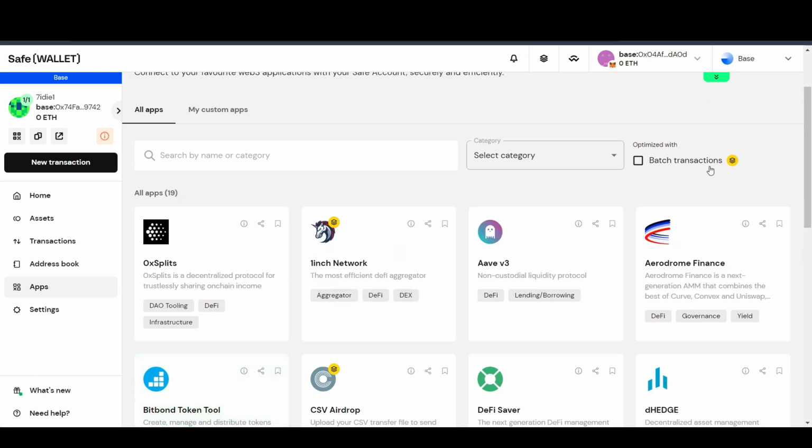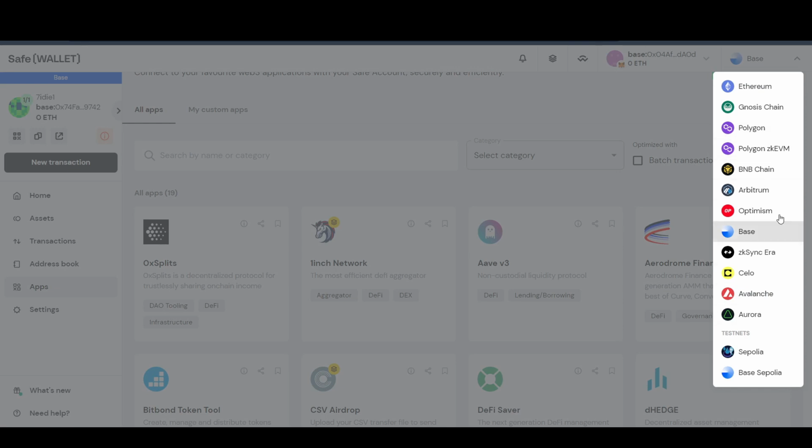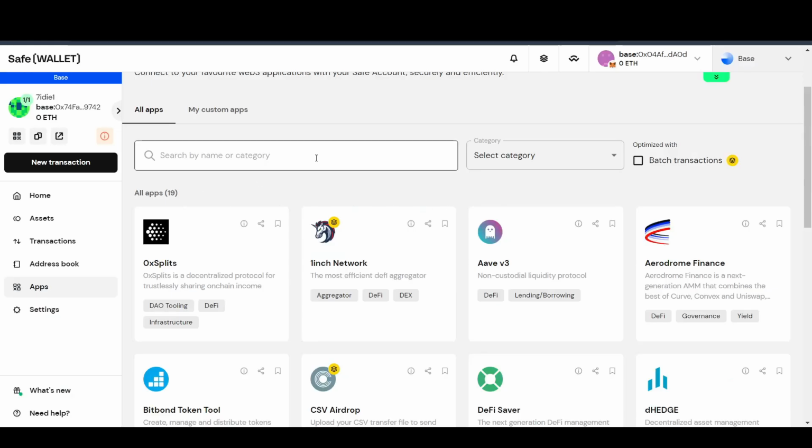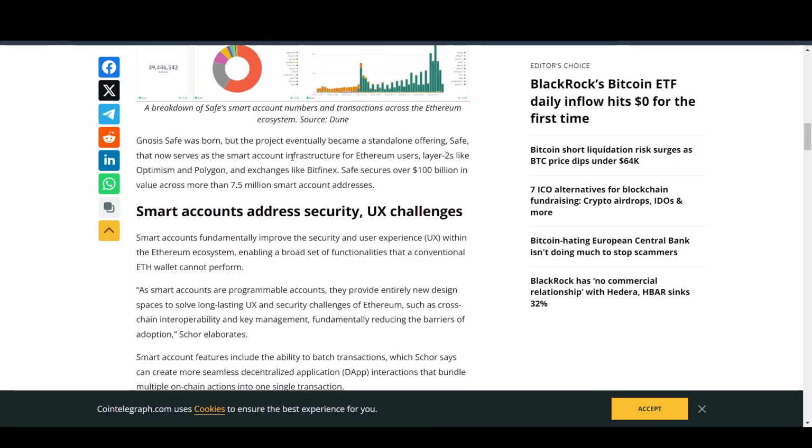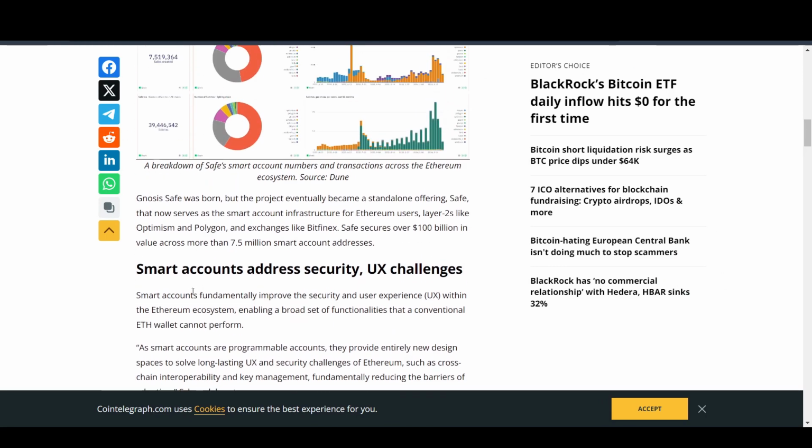Of course, this is for all of the networks. You can see this is for all networks as well. So that is pretty awesome, and I think this is one of the best solutions out there when it comes to Safe accounts. So Safe accounts are actually a better version of normal accounts. They offer more security.